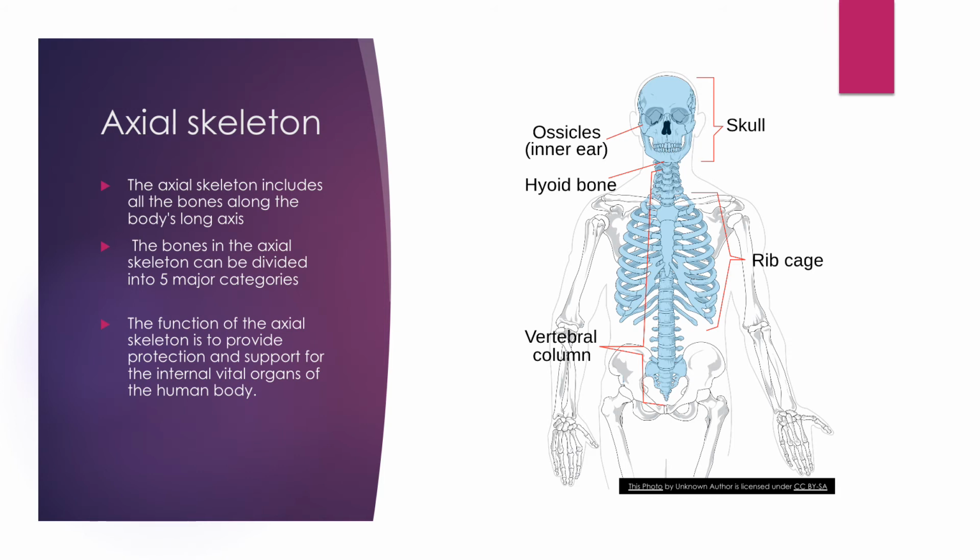The function of the axial skeleton is to provide protection and support for the internal vital organs of the human body, such as the rib cage, which protects the lungs and the heart.